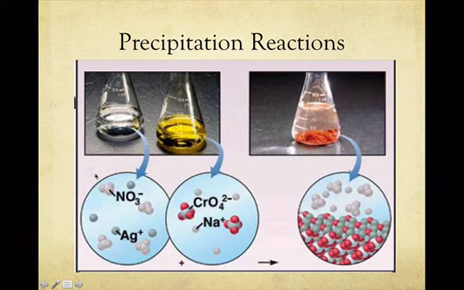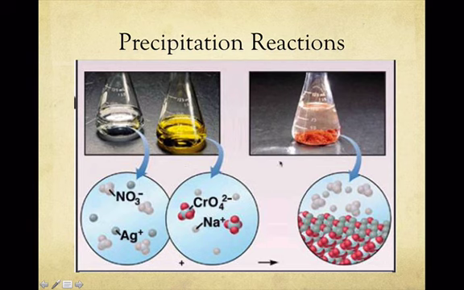So here's another example using silver nitrate and sodium chromate. What you can see, the two separate solutions, because they're both aqueous, they're split into their ions. So silver nitrate aqueous really is silver ions and nitrate ions. And then in the other solution, we have sodium and the chromate anions. Because they're both aqueous, they're both split into their ions.